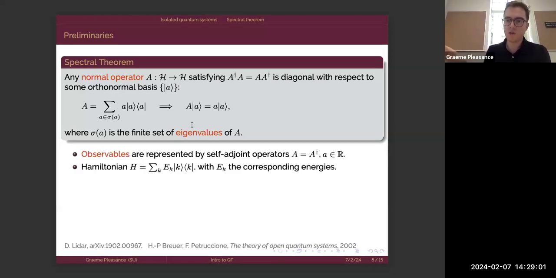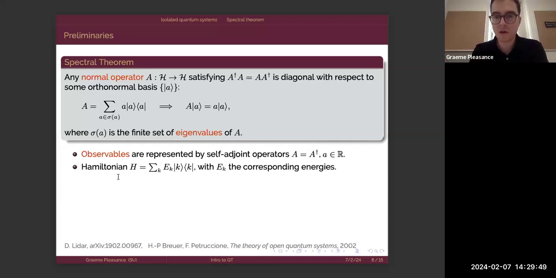Some important classes of normal operators are self-adjoint operators, which I mentioned in the previous slide. The Hamiltonian is an example of a self-adjoint operator, and so are observables. Observables relate to measurable quantities, and these are represented in terms of self-adjoint operators. The reason is that it can be quite easily proven that the eigenvalues of a self-adjoint operator are always real. And these eigenvalues represent the different possible measurement outcomes that we can obtain when we measure a particular observable of our system.